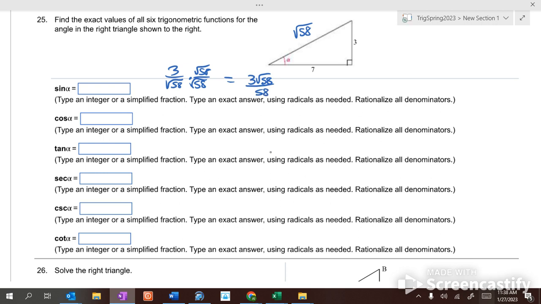Cosine, 7 over square root of 58, so it's 7 square root of 58 over 58. Tangent, opposite over adjacent, 3/7. Secant, you flip around the cosine, so square root of 58 over 7. Cosecant, you flip over the sine, so it's square root of 58 over 3. And cotangent, you flip over the tangent, which is 7/3.